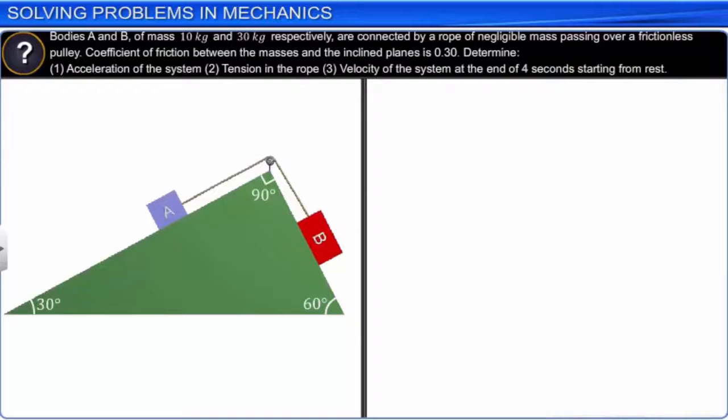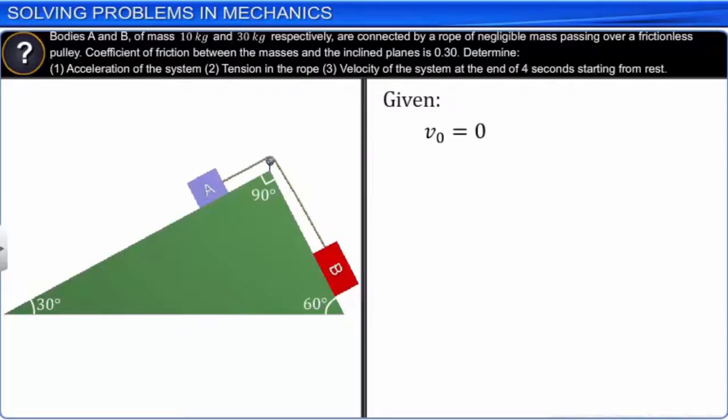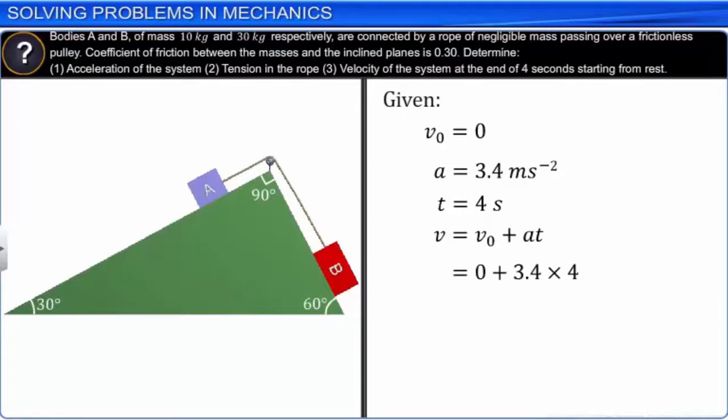Given that the initial velocity of the system, v0, is equal to 0, acceleration of the system, a, is 3.4 meters per second squared, and time t is 4 seconds. We can use the equation of motion v is equal to v0 plus at to determine the velocity at the end of 4 seconds. Substituting the values and simplifying, we get the final velocity, v, as 13.6 meters per second.